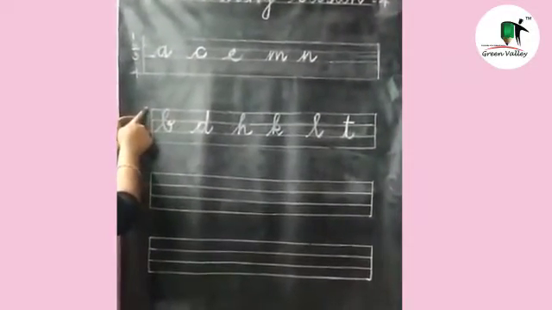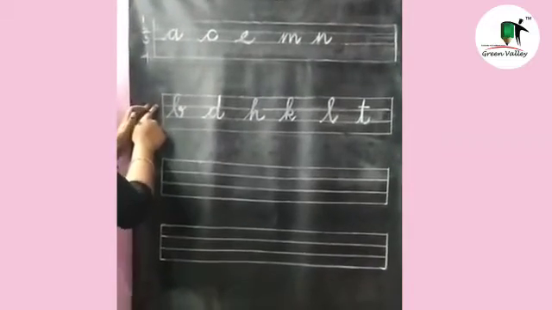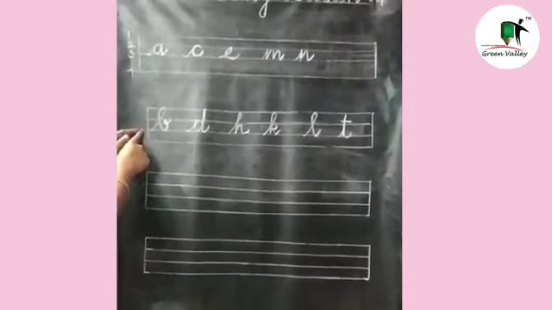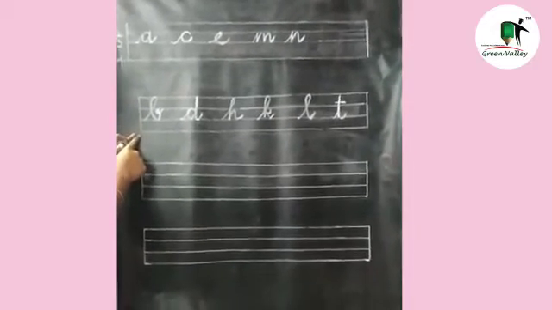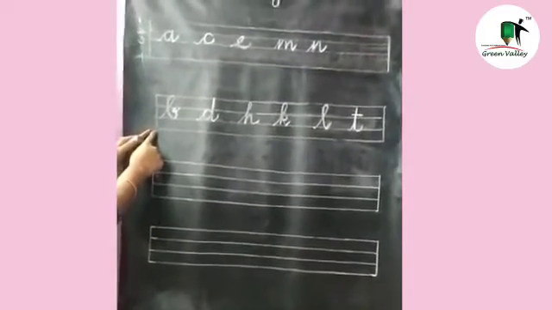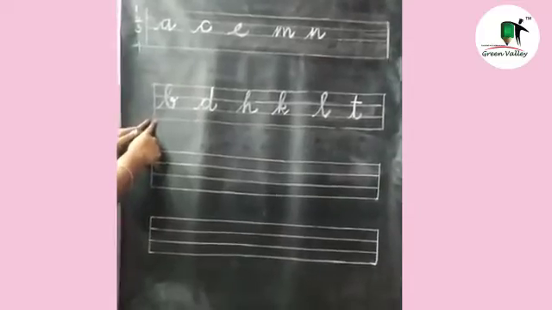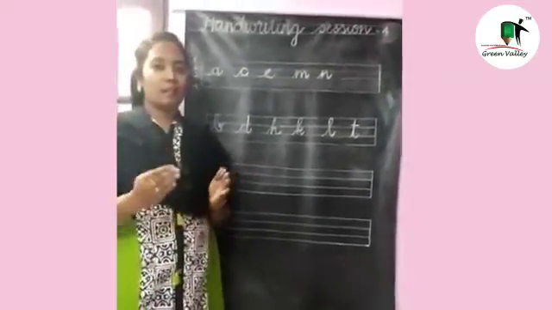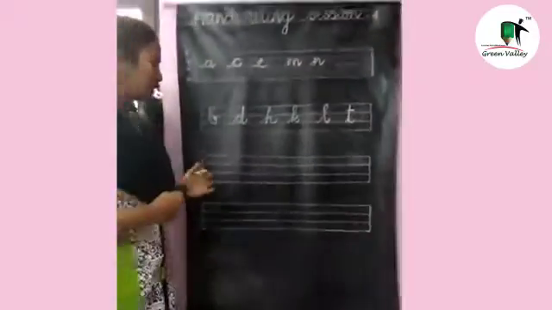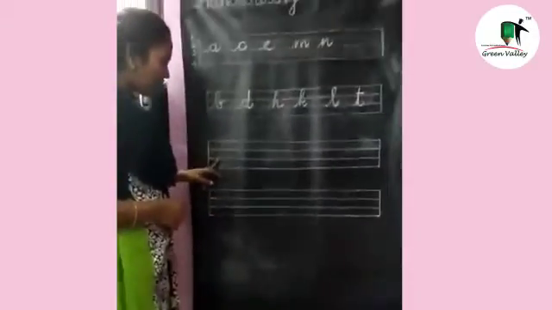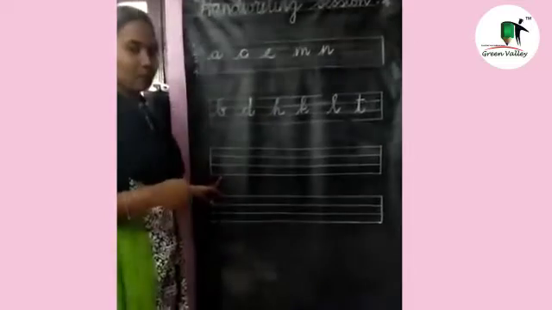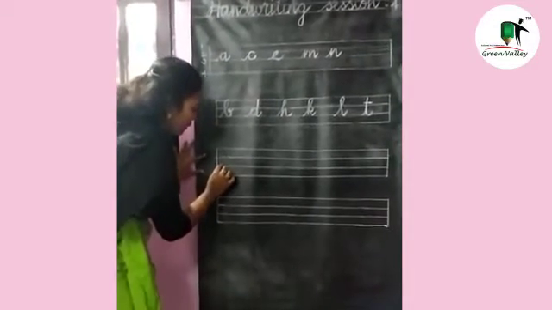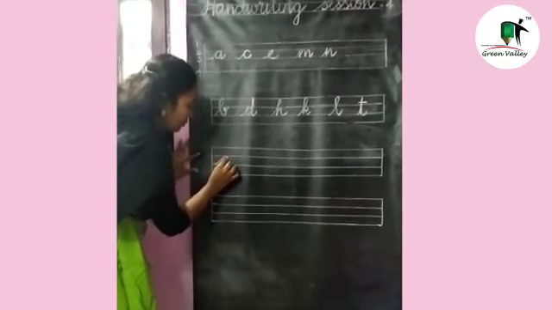The first line will be called as ascender, the second line will be called as waistline, the third line will be called as baseline, and the fourth one, the last one, will be called as descender line. So today we are going to see the letters that touch the 3 lines, that is waist, base and descender line. I am going to start with the letter G.